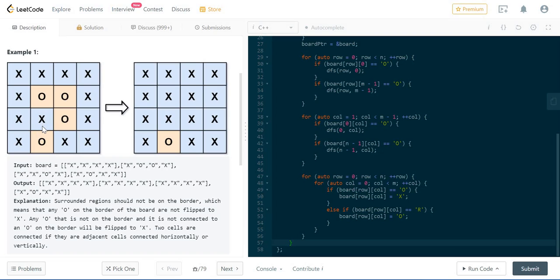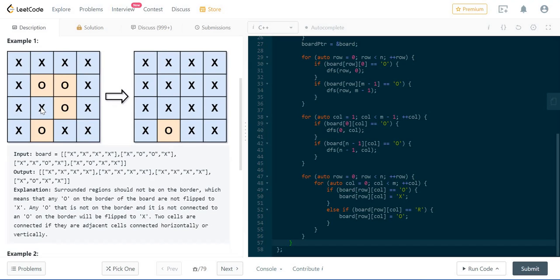So this property continues: if a cell which is a contender for being captured is surrounded by a cell which cannot be captured, that cell cannot also be captured. So this is that case, and we have to take care of this as well.